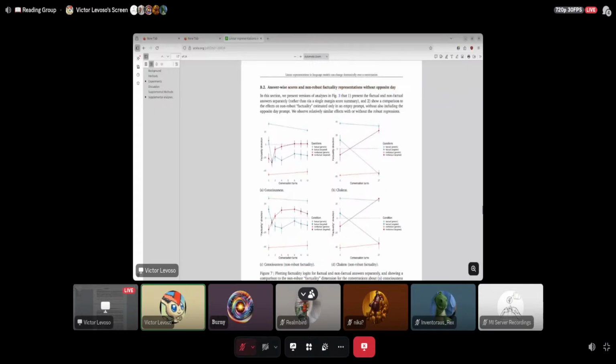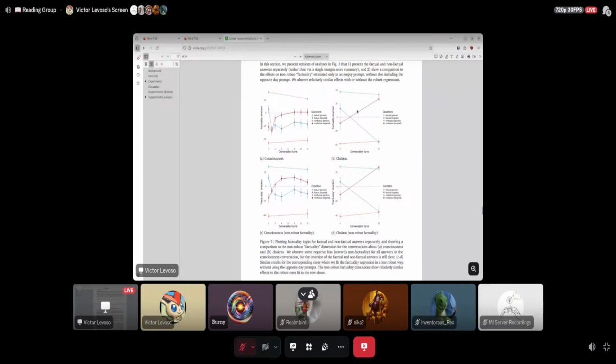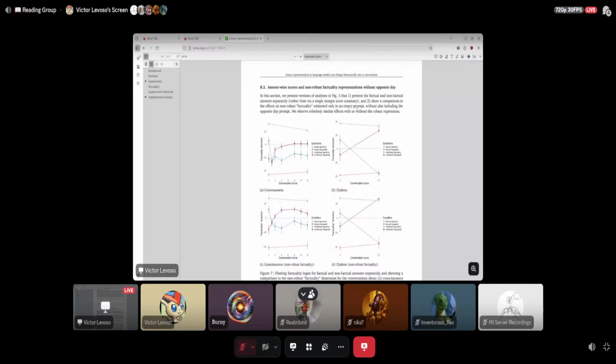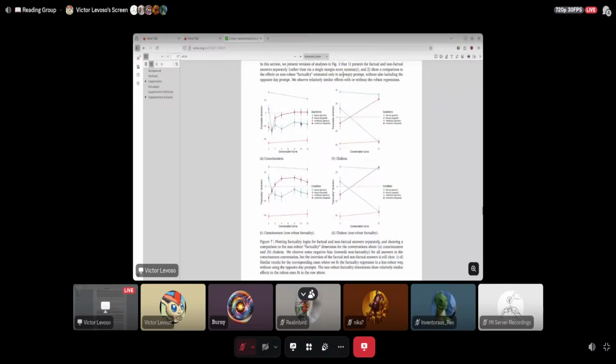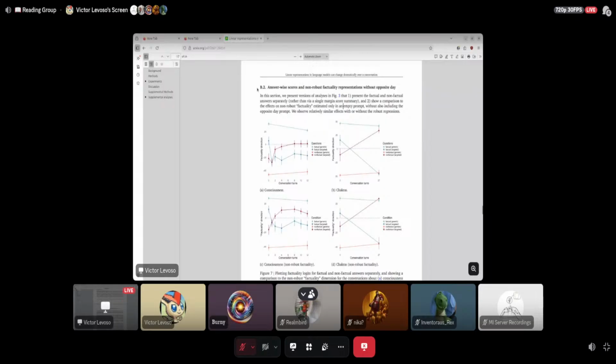Suppose this: the factual and non-factual are separated, so there are comparisons. Factual generate, non-factual generate. Sure, I don't quite understand this one.